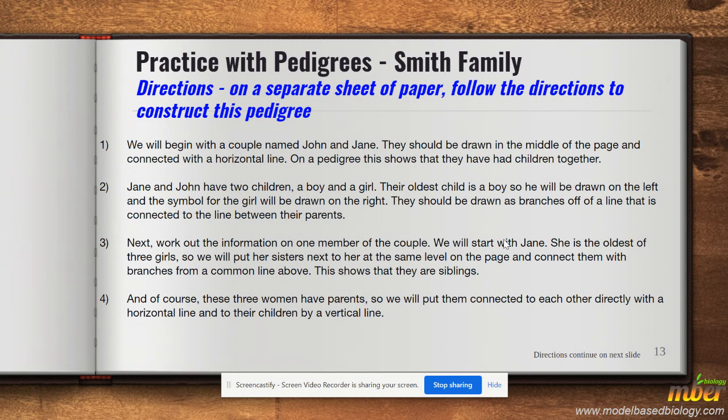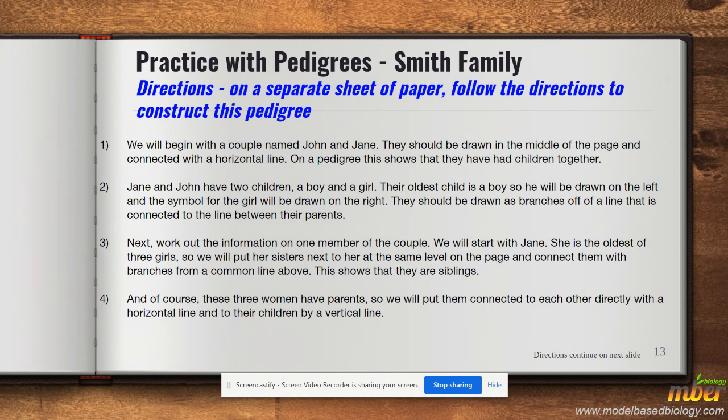So first, we're going to begin with a couple named John and Jane. John is going to be square and Jane is going to be a circle. They should be drawn in the middle of the page and connected with a horizontal line. This indicates a mating. On a pedigree, this shows that they have had children together.